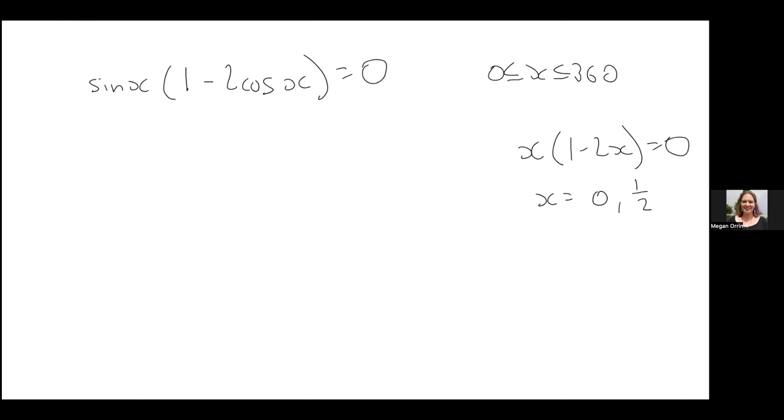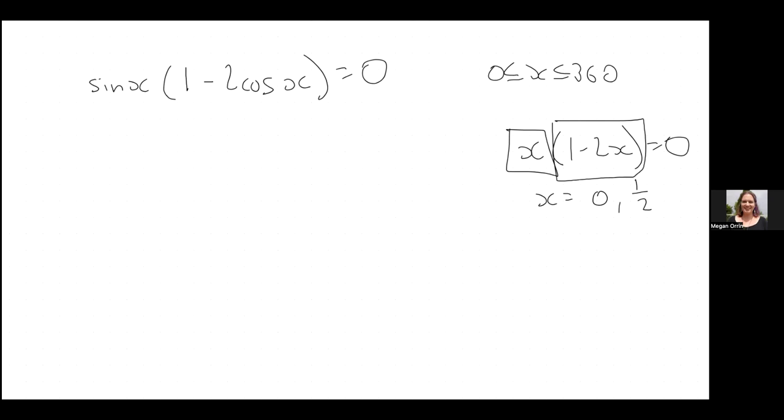Okay, right, so think about that. What we're really saying when we do this is that either this bit equals 0 or this bit equals 0, right? Anything times 0 is 0, yes? Anything multiplied by 0 is 0, so either this x equals 0 or this bracket equals 0. That's what's going on over here.